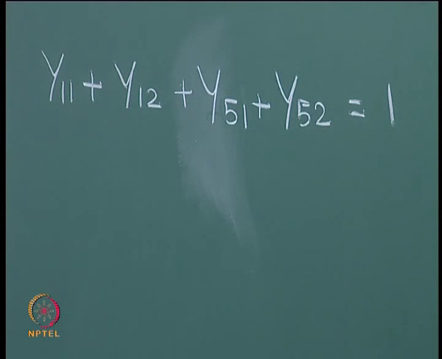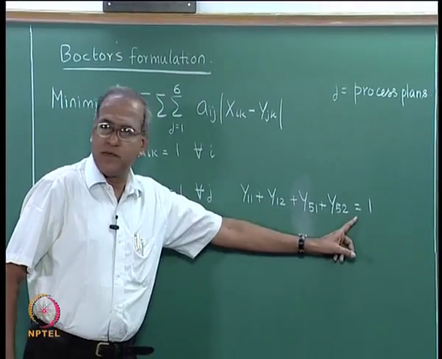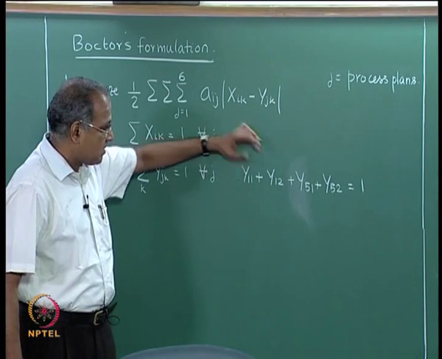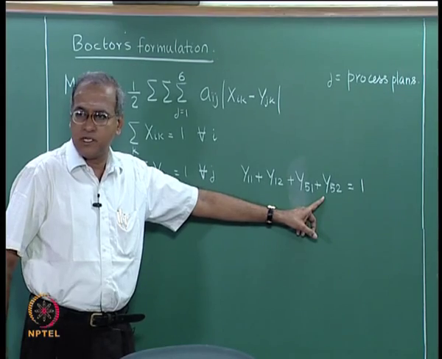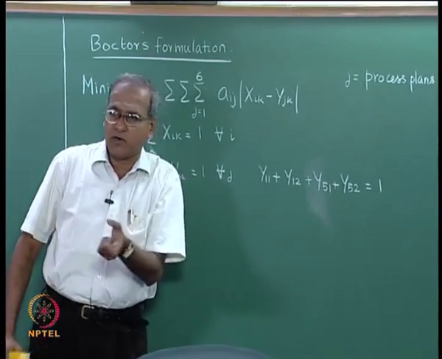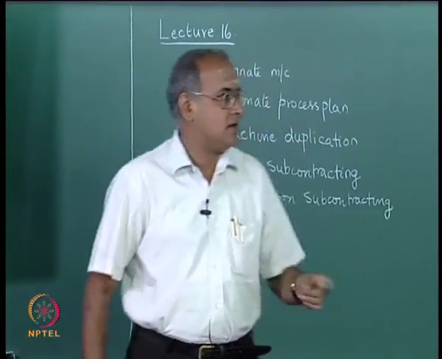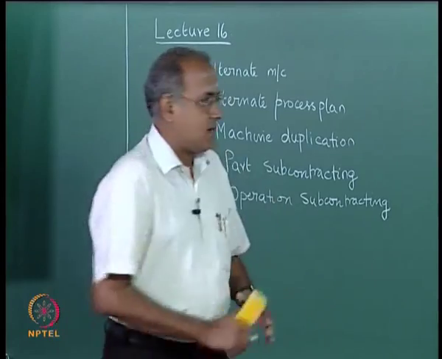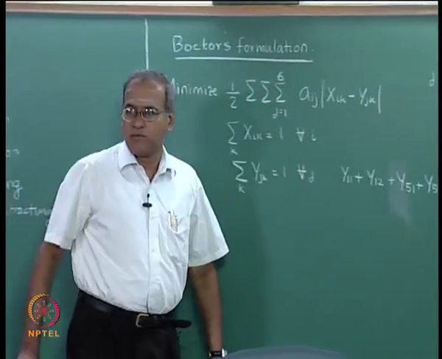So, only one of these 4 will be chosen, which clearly means either 1 will be chosen or 5 will be chosen, both will not be chosen. So, only one out of the many alternate process plans for part number 1 will be chosen, and that will either be assigned to group number 1 or group number 2.